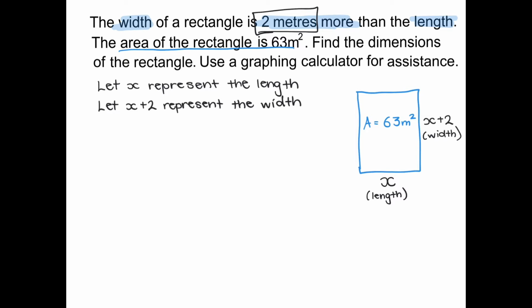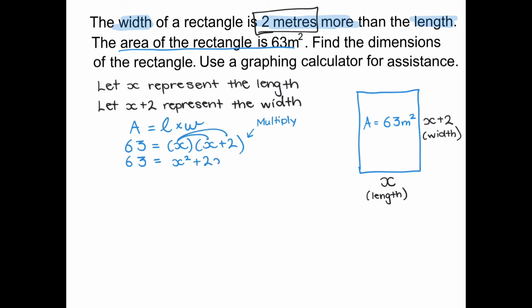Now that we have our let x statement and our drawing, let's make an equation out of this. So start off with the equation for area, which is area is equal to length times width. Well, area we know is 63, and length happens to be x, and width happens to be x plus 2. So we're multiplying those two. So leave the 63 and let's multiply it out. X times x is x squared. X times 2 is positive 2x. This is looking more like an equation.